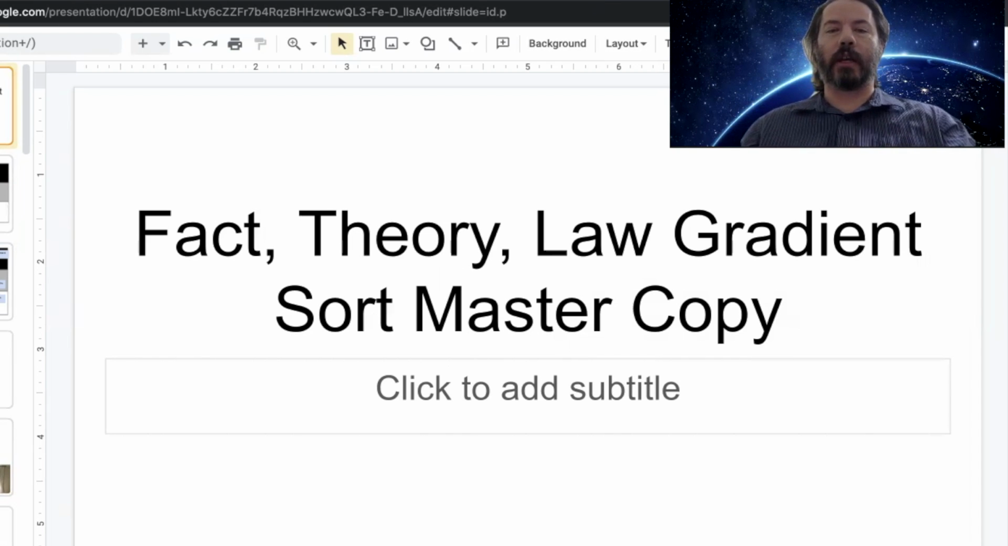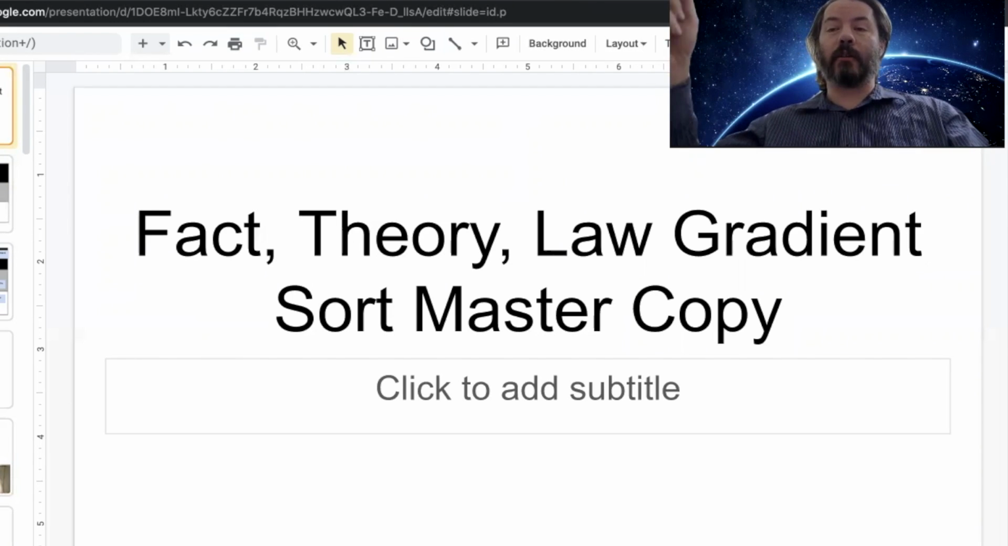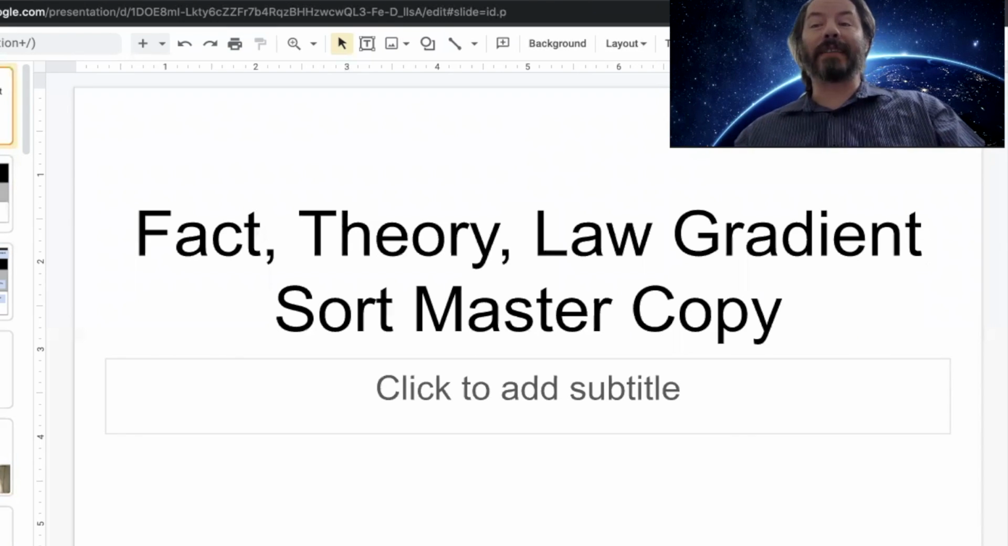The first thing we're going to look at is what's called a gradient sort. It's a tool that we're going to use to sort different ideas to help us figure out which ideas, evidence, arguments fit better for different things. So it's going to help us sort our thinking. Then we're going to practice this tool to talk about fact, theory, and law and distinguish between those three ideas.